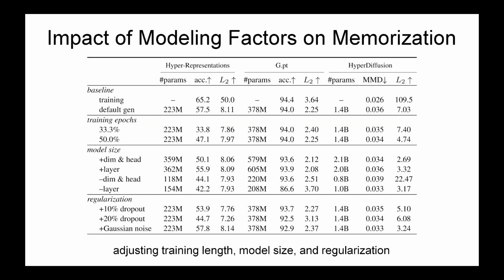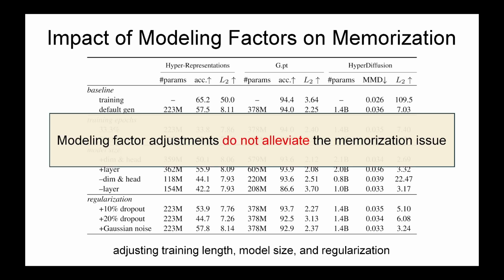In image generation, adjusting training length, model size, and regularization can reduce memorization. We test if this also suffices for weight generation. We use the average L2 distance between generated checkpoints and their nearest training checkpoints as a proxy for novelty, and measure accuracy for classification models, and MMD for neural field models representing 3D shapes, to evaluate performance. We can see that the adjustments do not alleviate the memorization issue. None of them can substantially improve novelty without degrading performance.